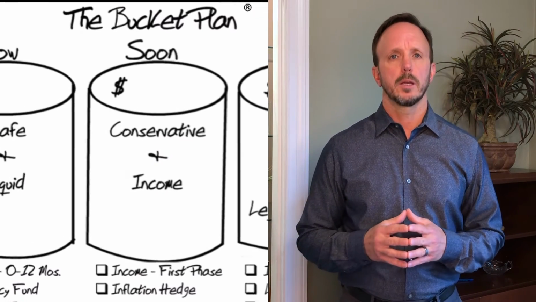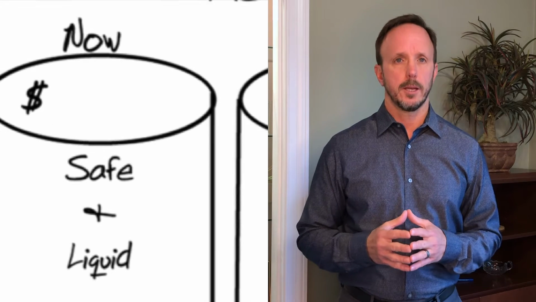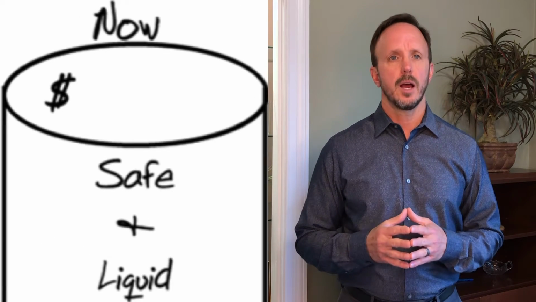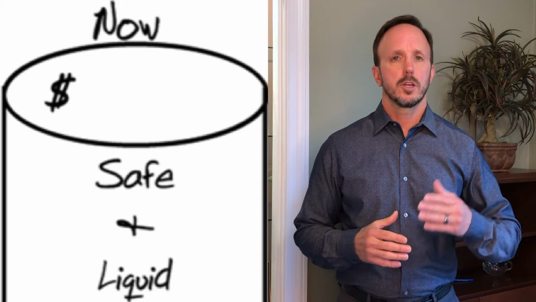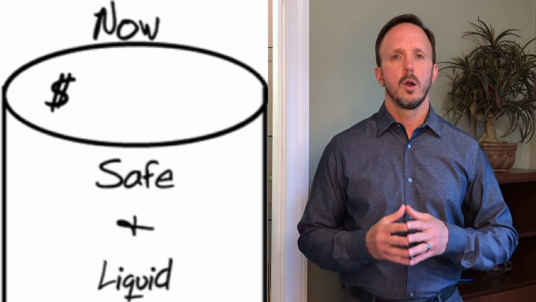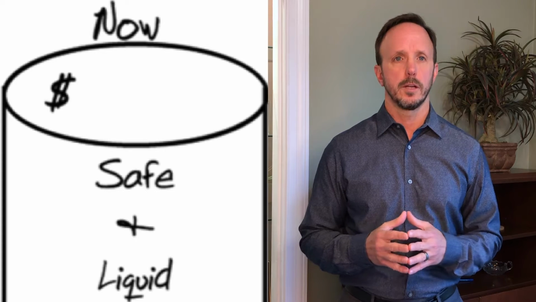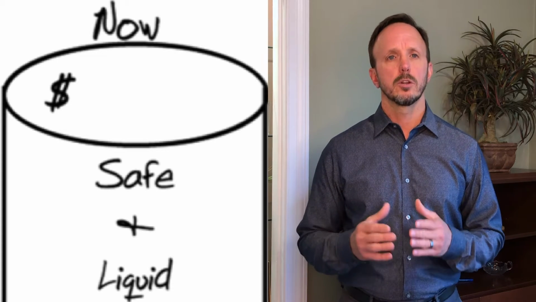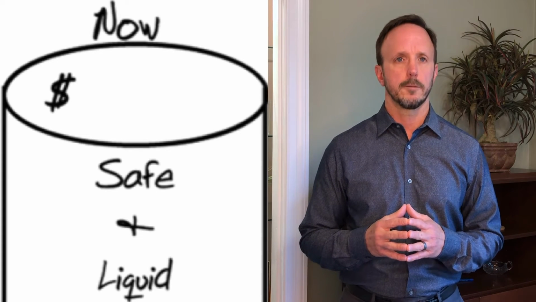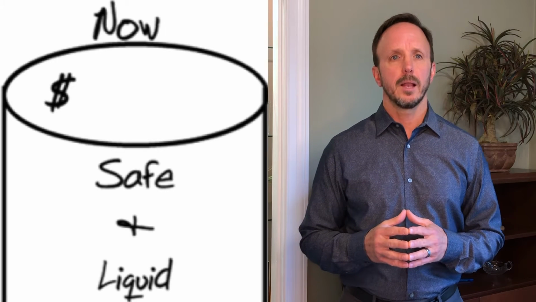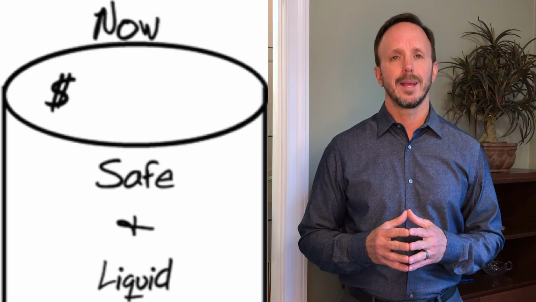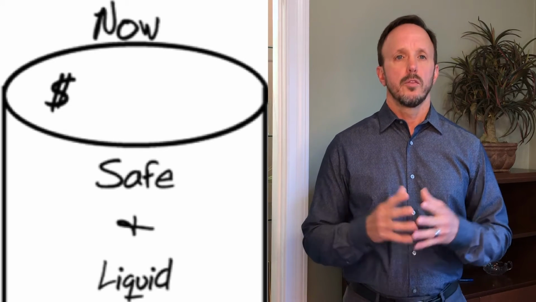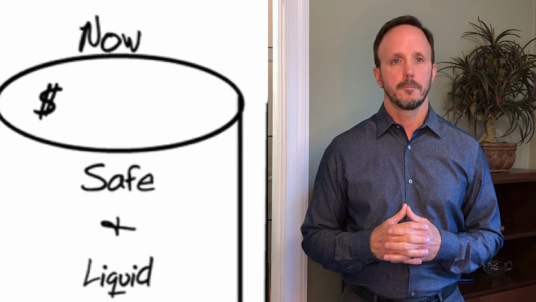Let's start with bucket number one, the now bucket. This bucket is designed to cover expenses in the first year or two of retirement, such as a car, home repair, or an emergency or comfort fund. This bucket has little to no exposure to the financial market. Returns will be minimal and likely not keep pace with inflation, so we don't want to have more money here than necessary. This is typically money in the bank.